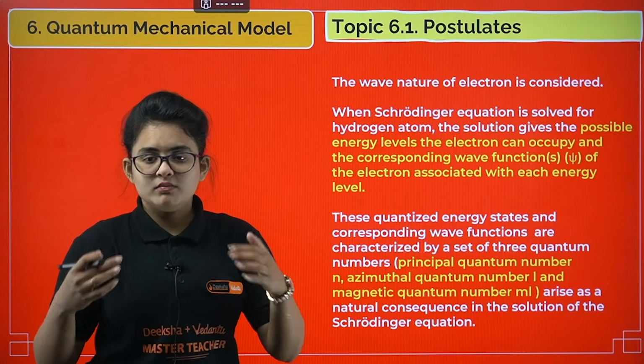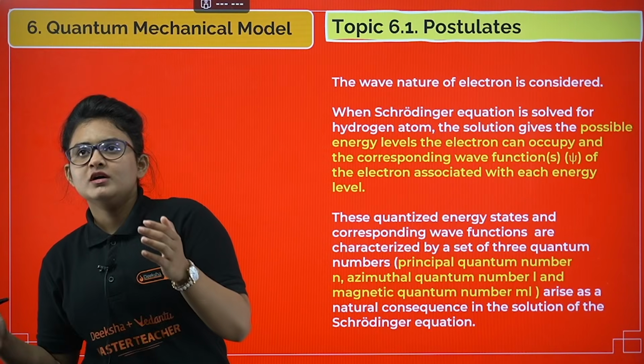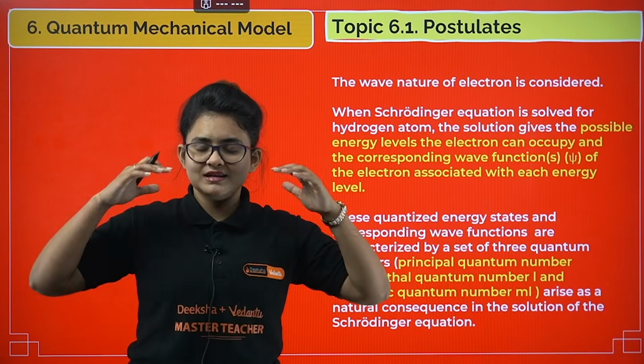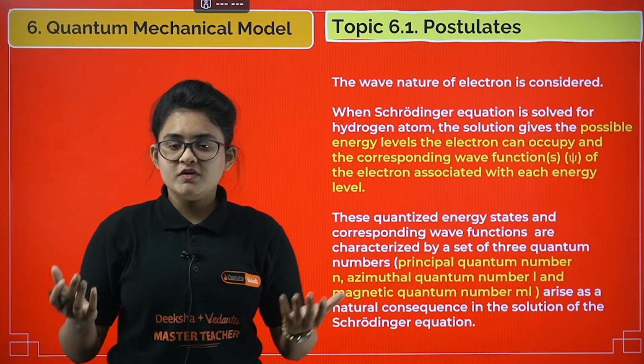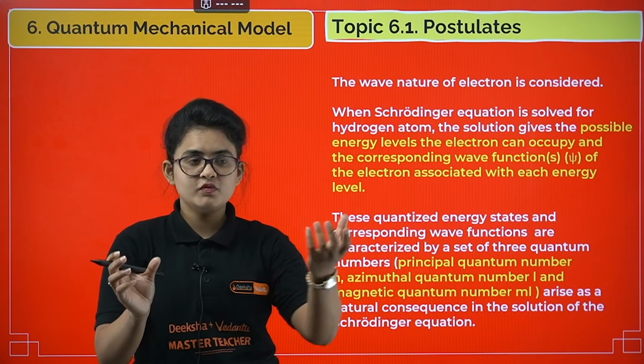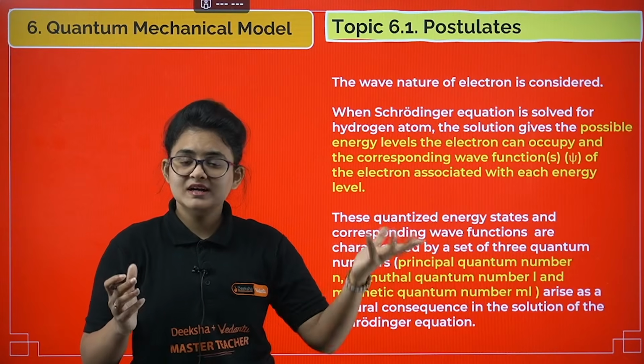Now the question is, what is a wave function? A wave function is something like, you know, the way we have our own identity card that tells everything about us. So the wave function is something like an identity card or identity proof for the electron. It tells everything, the whereabouts of the electron.